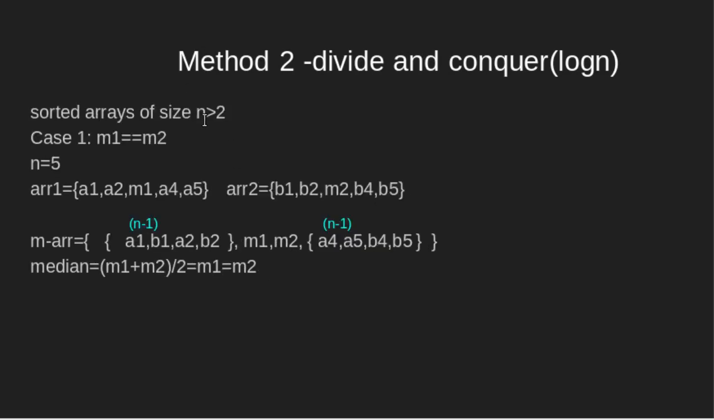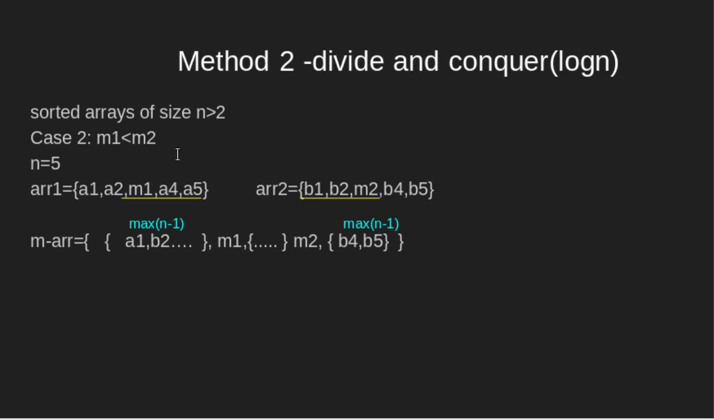When n is greater than 2, let us take n equals 5. Case 1: when the medians of the two arrays are the same, that is m1 equals m2. After merging, all the elements less than m1 and m2 will come before m1 and m2. They can be in any order, but a total of n minus 1 elements will be there. And similarly, after m1 and m2, n minus 1 elements will be there in any order. Therefore, the median will be (m1 plus m2) divided by 2, which is m1 since m1 equals m2.